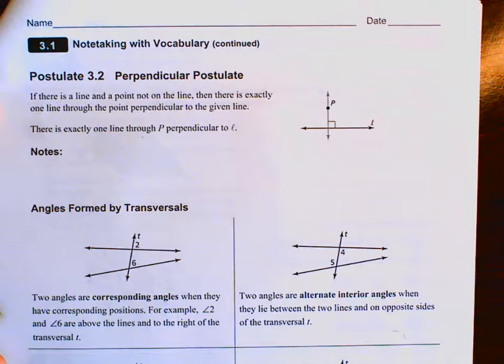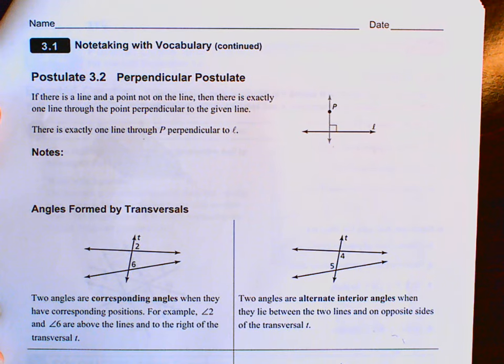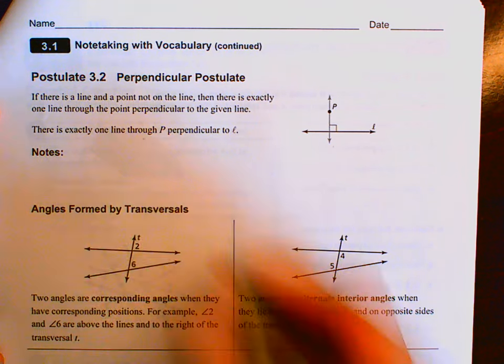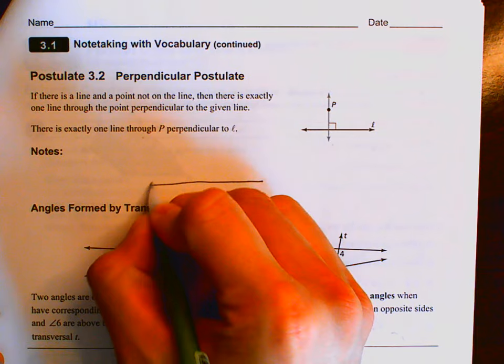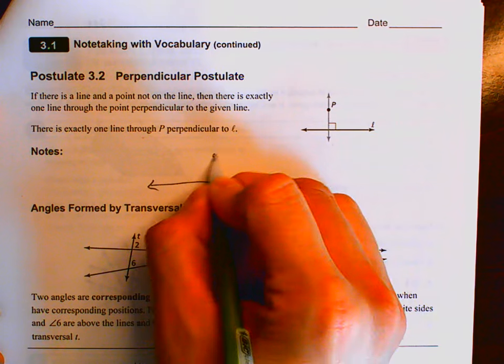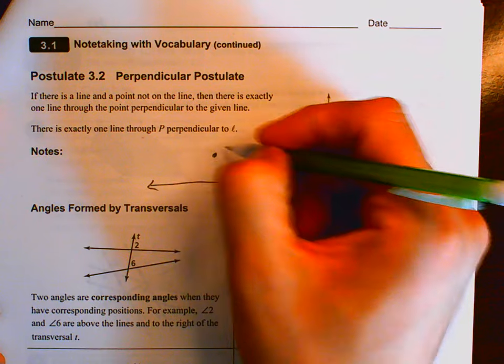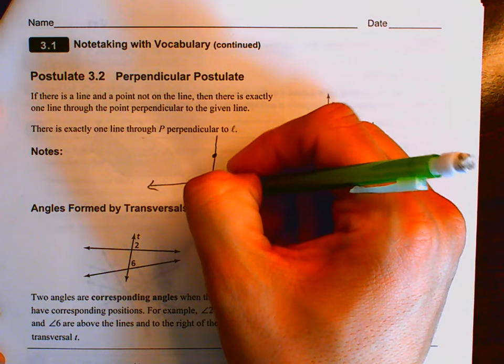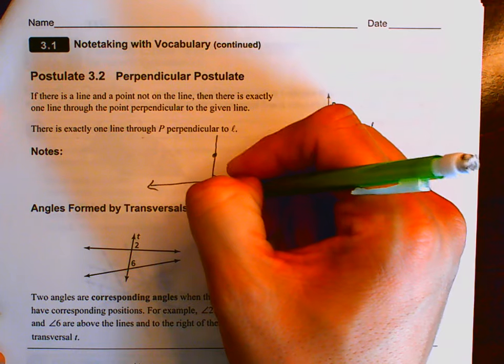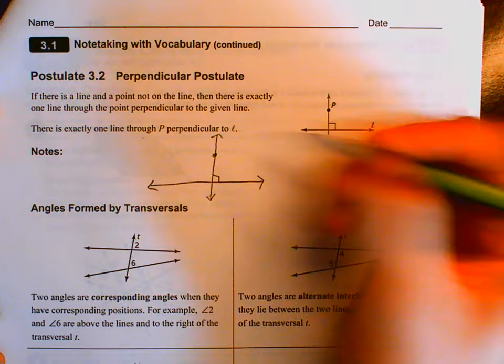All right, page 69. Similarly, you have the perpendicular postulate. If you have a line and you have a point that is not on the line, how many lines can I draw going through that point that are going to be perpendicular to that line? And the answer is obviously only one. There only exists one line going through that point that is perpendicular to that line.